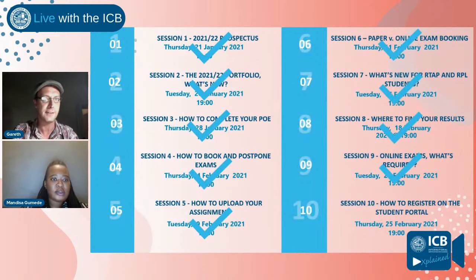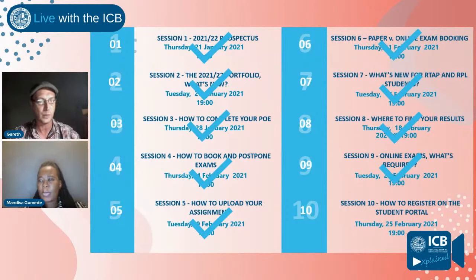Of course, the first session looked at the prospectus, the second one looked at the portfolio and how that has changed. The third session was how to complete the POE, where we dealt specifically with the assignments and the tests and the requirements for those. The fourth session was how to book and postpone exams. The fifth session was how to upload your assignments, and there we dealt very specifically with assignment 3. That one, of course, is completed offline, manually, by hand, scanned, and uploaded.